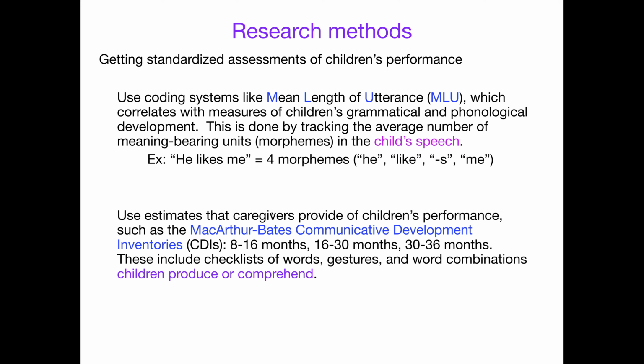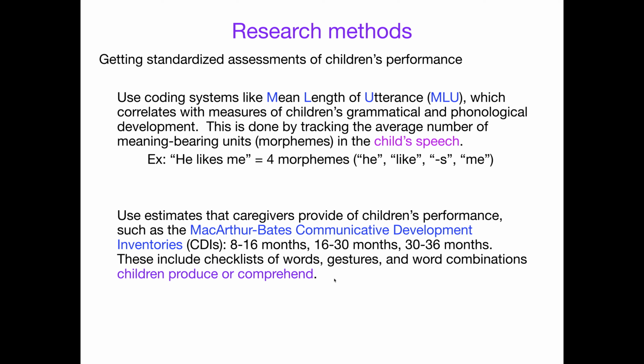Now, another one that can be useful is what's been implemented as the MacArthur-Bates Communicative Development Inventories, right? So communicative development, language, right? Inventory is list, and these are the people who made it, right? And this is just a list of words or gestures or word combinations that children either produce or comprehend. And you just ask the caretakers of these kids to check off, does my kid produce this word, gesture, word combination? Does my kid comprehend this word, gesture, or word combination?